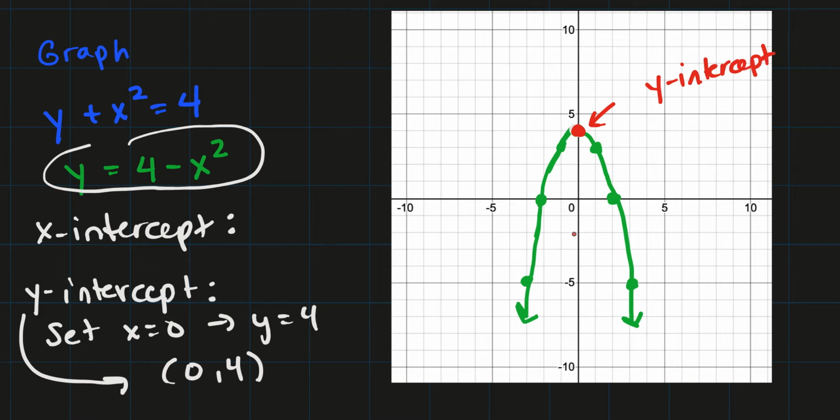What about an x-intercept? Now you can have more than one y-intercept or more than one x-intercept. In fact, you could have no x-intercepts and no y-intercepts. For this particular problem, we have 2 x-intercepts, and we found them earlier. We said they were 2, 0 and negative 2, 0.